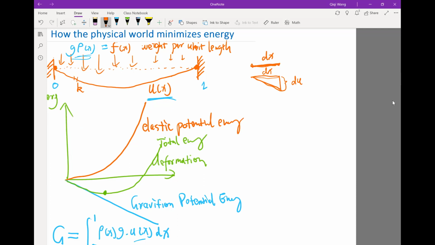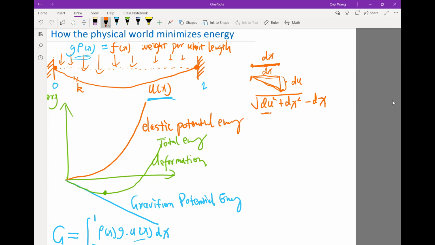u is how much the rope has gone down, and du is the difference between u at this point and this point. So the rope has lengthened by the square root of du squared plus dx squared, minus dx. That's the lengthening of this section of the rope. Let's look at the linear case, which means du is much smaller than dx.